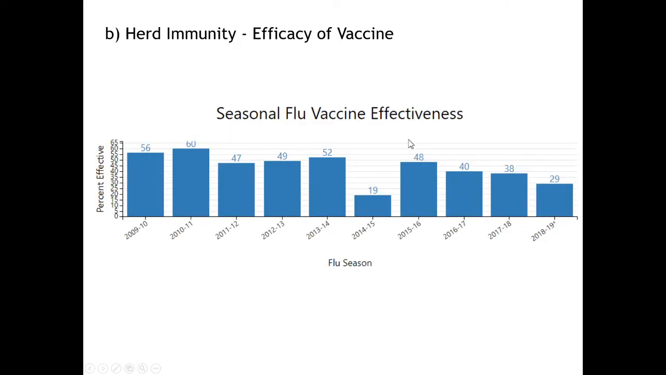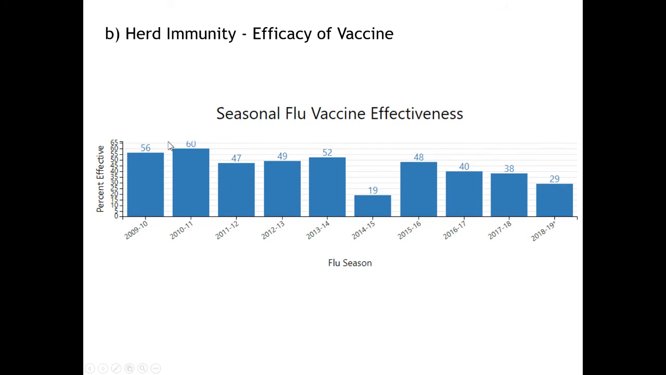The efficacy of the vaccine. Even within a specific viral infection, for example the influenza virus, flu, every year we get a slightly different strain of the virus, and therefore we need to use a slightly different vaccine. We'll talk about that later on. So, for example, in 2009-10, the vaccine that was made for the flu that year was 56% effective. So if you were given that vaccine, 56% of the time it would make you immune to the flu.